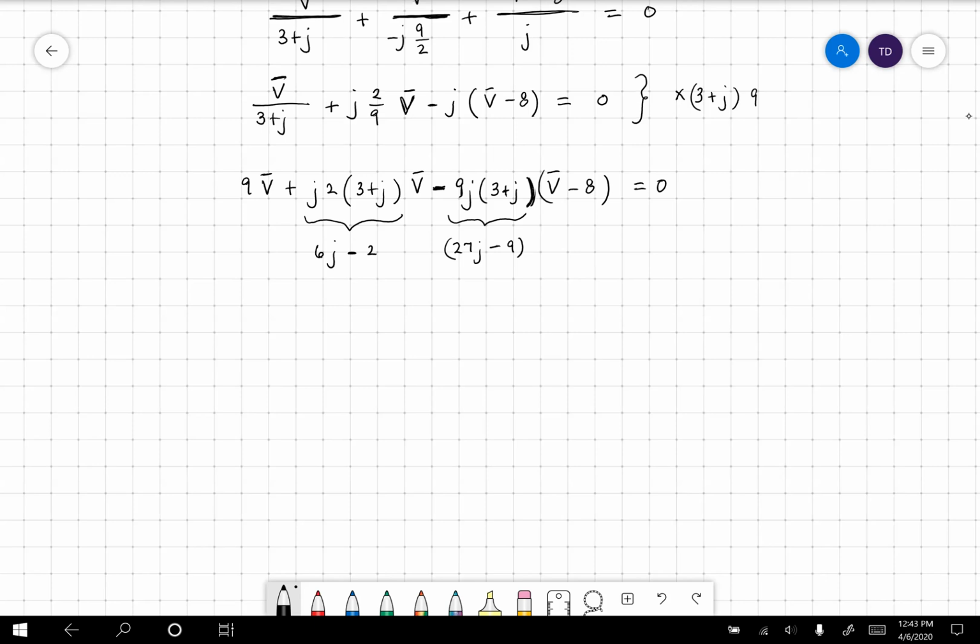Okay, so let's group our j's. Here we go. 9 plus 6j plus minus 2, minus 27j plus 9, and all of those multiply V. And that is equal to, bring to the other side, I have a minus and a minus, that's a plus, so it's going to bring this 8 times 9 minus 27j. And a couple steps there together. So this is just a number over here. In fact, I can factor that 9 out, and I get 8 times 9 is 72 times 1 minus 3j.